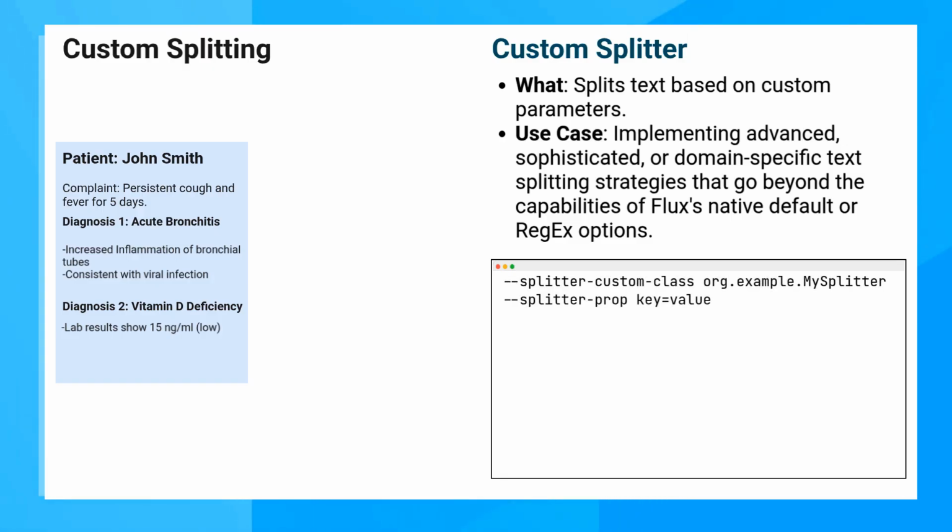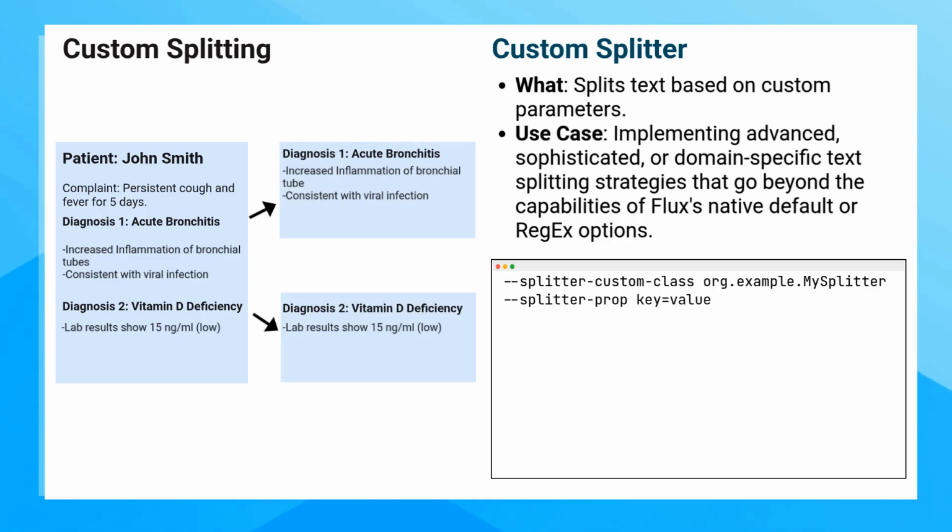You can also create custom splitters. A good use case for using a custom splitter with Flux is when you need to implement advanced, sophisticated, or domain-specific text splitting strategies that go beyond the capabilities of Flux's native default or regex options. For example, perhaps medical records should be split by diagnosis. The custom splitter is called using a command like this.